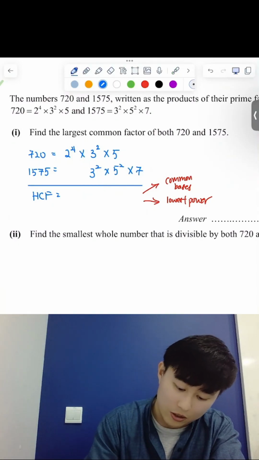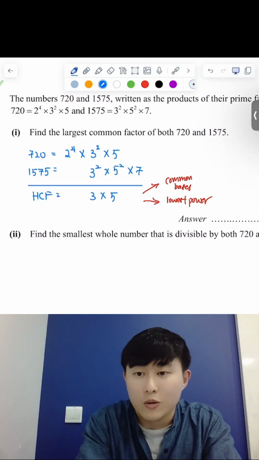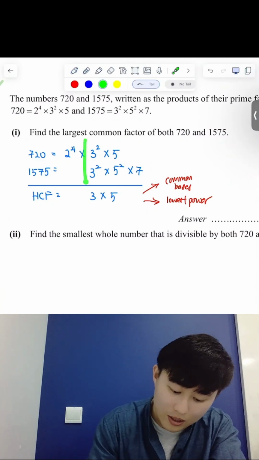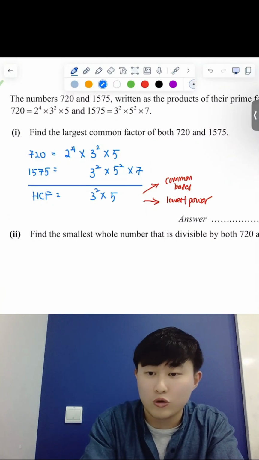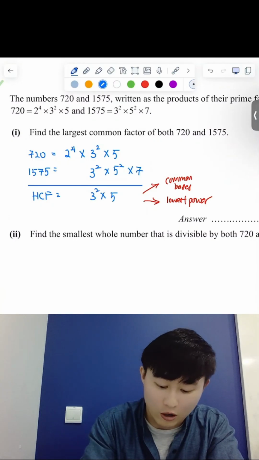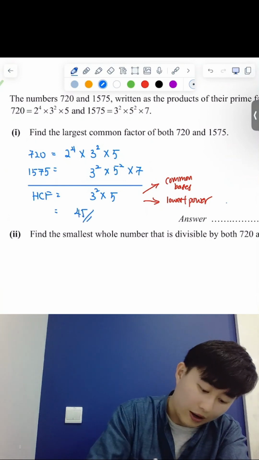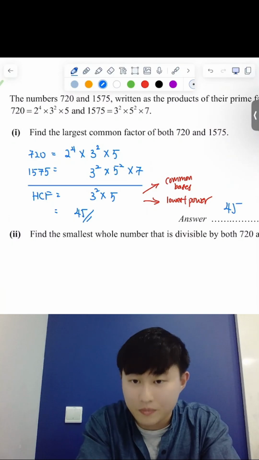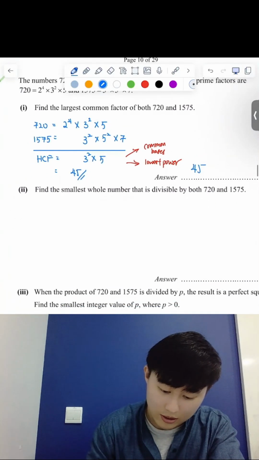The answer here is going to be 3 and 5. And I'm looking for the lowest power within this itself. So the lowest power will be your 3 squared and then your 5 to the power of 1. Then from here I'm going to multiply them. The answer is 45. So this is my answer. Okay? Good. Let's move on to the next question.